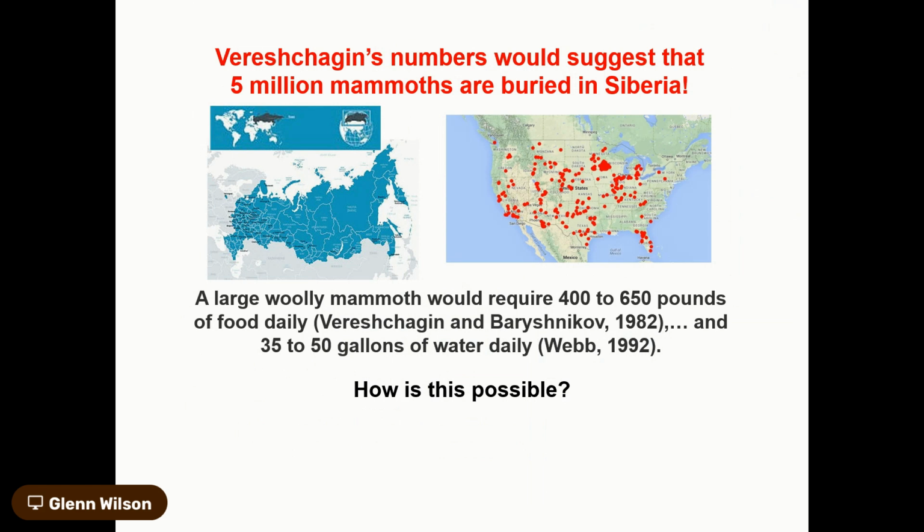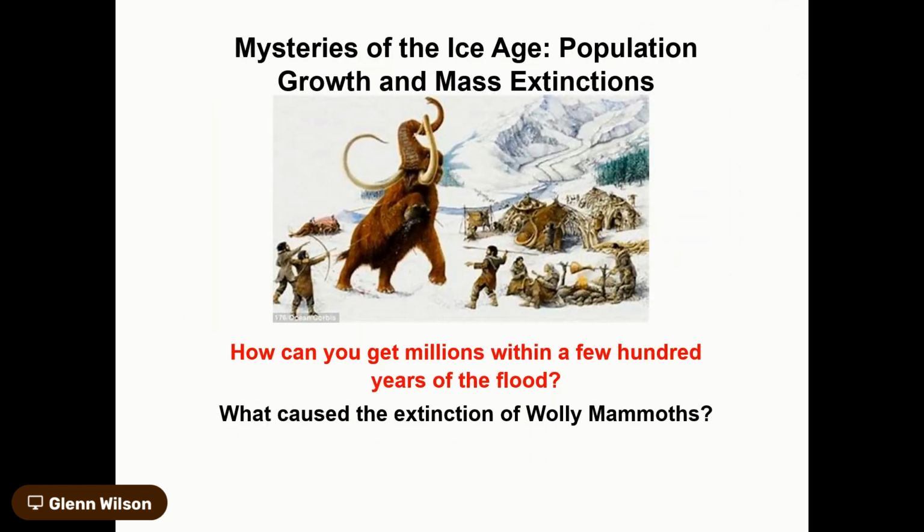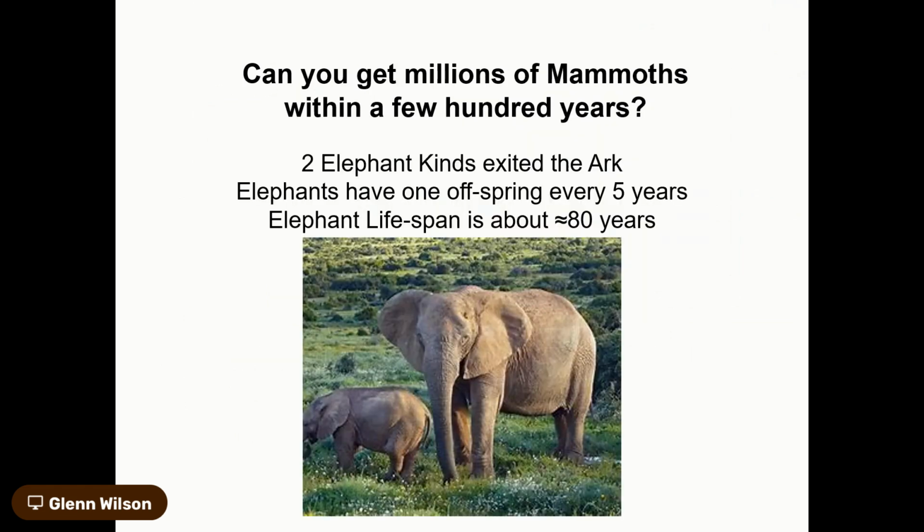So given that woolly mammoths require such an extensive amount of food and water, 400 to 650 pounds of food daily, 35 to 50 gallons of water daily, and knowing that they started with two at the Ark, is it possible that you could have 5 million mammoths buried in Siberia alone? How do you get that many within just a few hundred years of the ark? Is that possible? And then we'll talk about extinction as to what caused that as well.